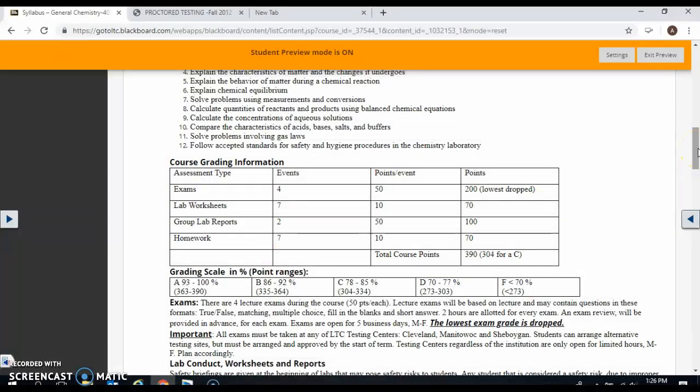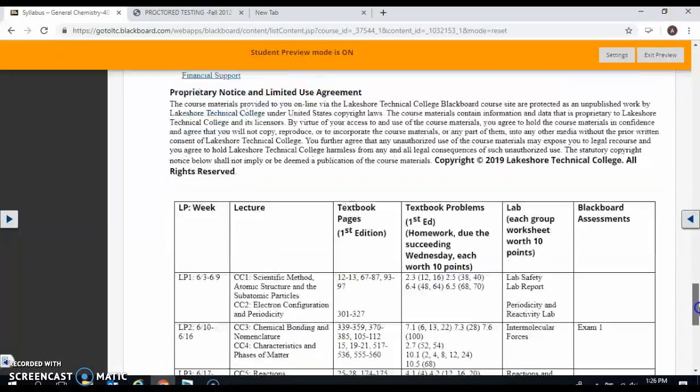So I'm going to go very quickly to the schedule, but before we do that, there are 390 total course points. That means you need 304 points for a C. 300 points does not give you a C. You need 304 points or better. The breakdown is also below here. It shows you that if you want to get an A, you need 363 points and higher. Okay, so let's go to the back and look at the schedule here.